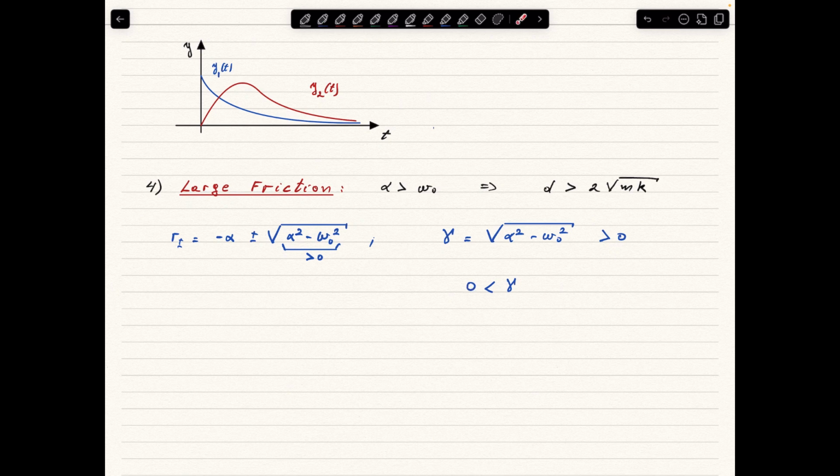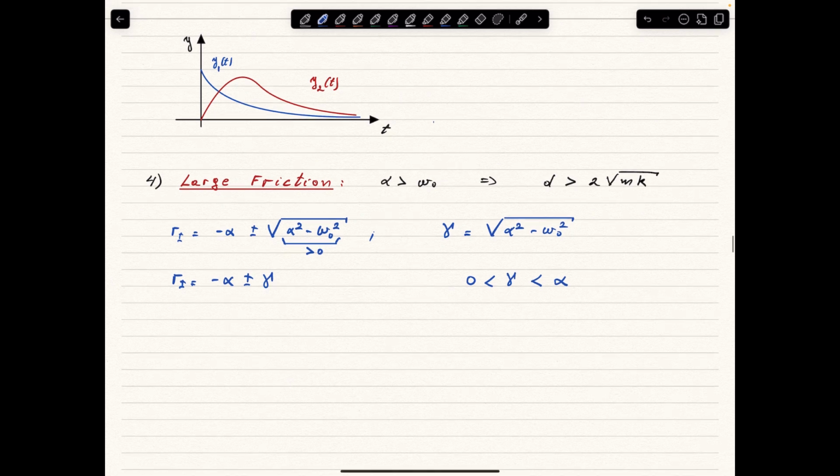But notice one thing: if omega were 0, gamma would exactly be alpha. But because omega is different from 0, this number here is smaller than alpha square, so the square root is smaller than alpha. So gamma is actually smaller than alpha. This is going to be important pretty soon. So the roots r plus minus are negative alpha plus minus gamma.